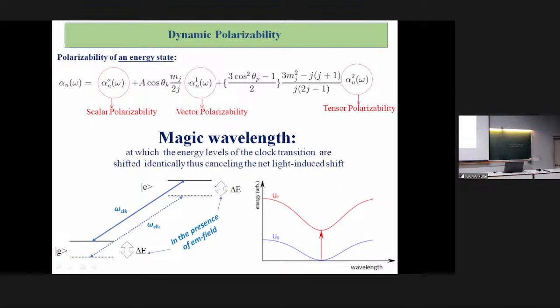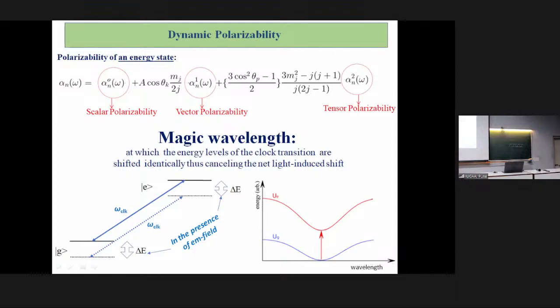There are two components of the Stark shift. One is called the DC Stark shift, which depends on the DC part of the polarizability, and the AC Stark shift depends on the AC part of the polarizability. That means it depends on the wavelength or frequency of the light you use. So there are certain frequencies or wavelengths of the laser where these two energy levels will shift in the same direction and by exactly the same amount. It just happens in a few cases.